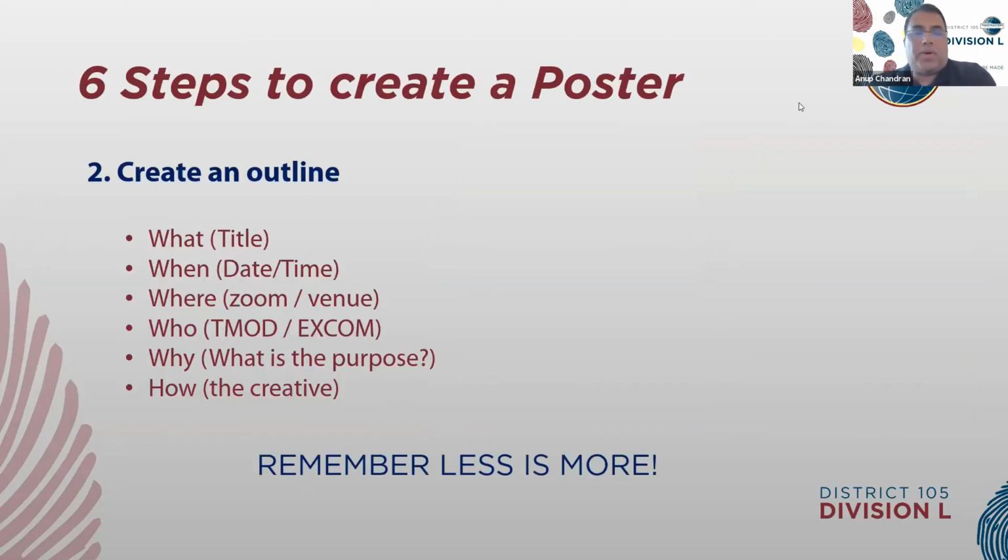Right. So once you've made or have a preparatory thought about the mood of your poster, you need to start creating an outline. You need to look at the 5 Ws and how. That is what, when, where, who, why. So you need to have the title, you need to have a date, time. If it's an event, then where is it? Is it going to be on Zoom? Who's going to be the TMOD? Or if it's the team that you're announcing, you need all that information.